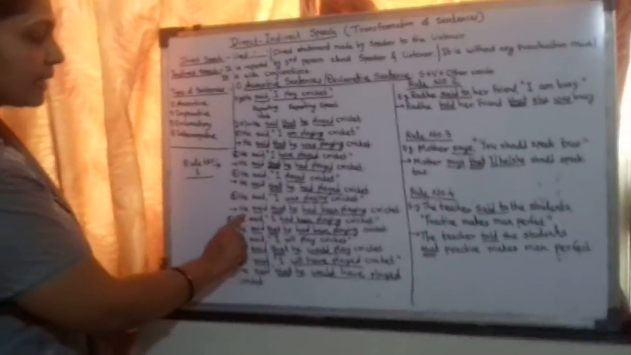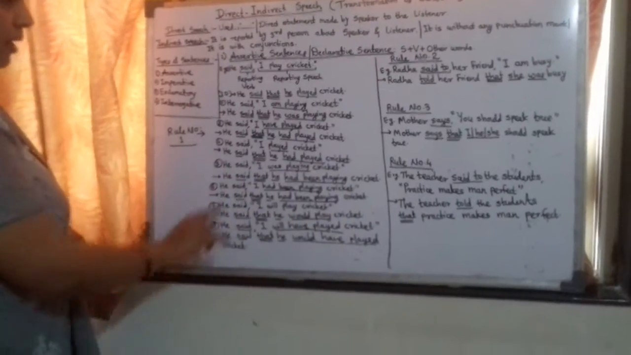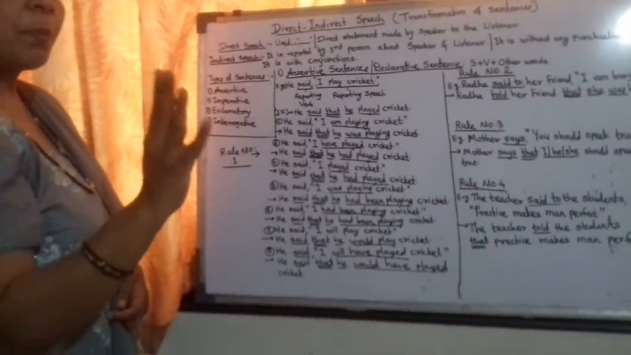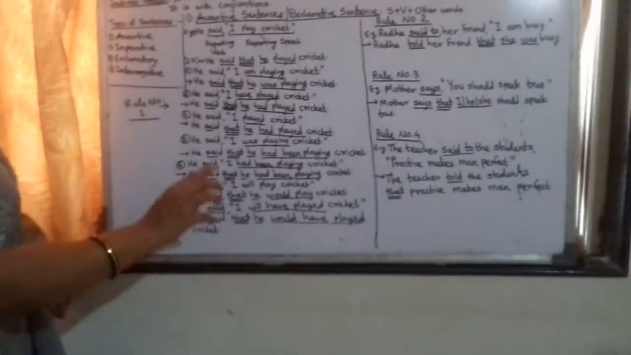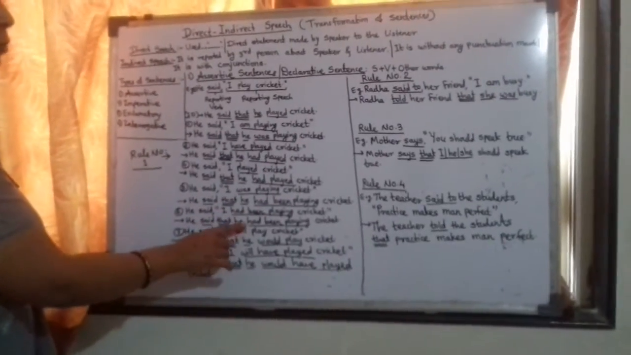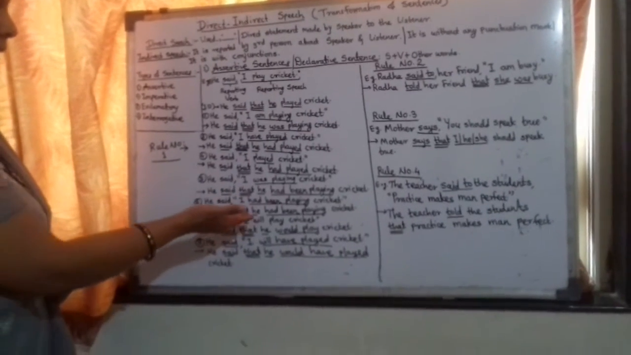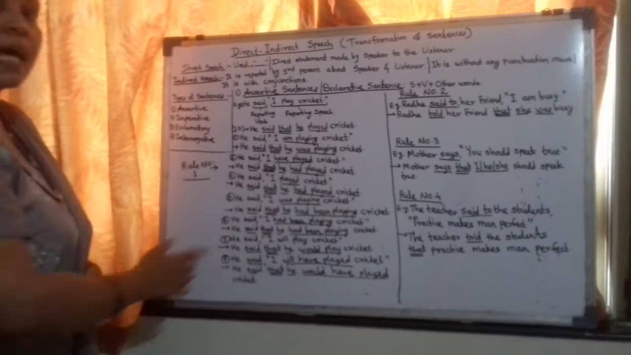So the sentence will be like that: He said that he had been playing cricket. After that, if we are writing the fourth, that is the most important tense of past tense, that is past perfect continuous tense, then it is not necessary to change the tense, as it is already done. No changes will occur in indirect speech. We just have to add a conjunction and write down the sentence as it is.